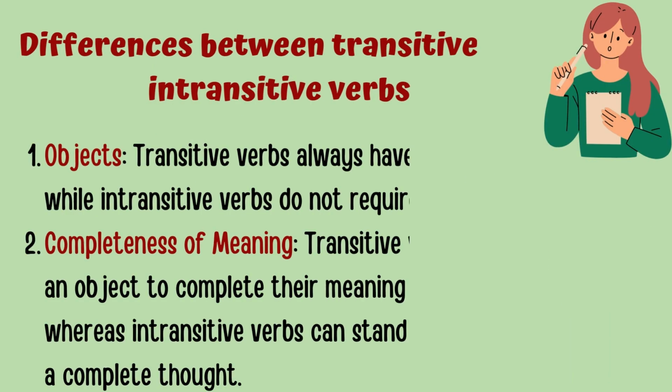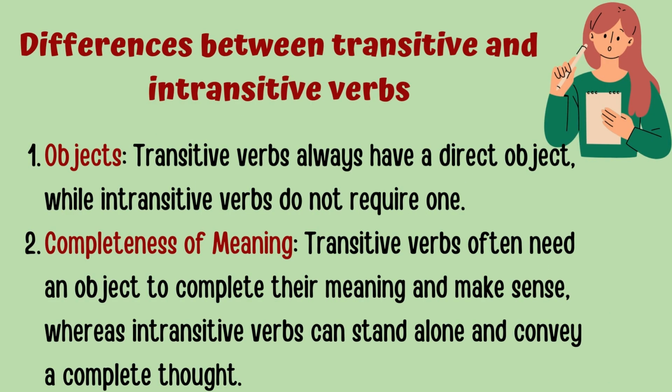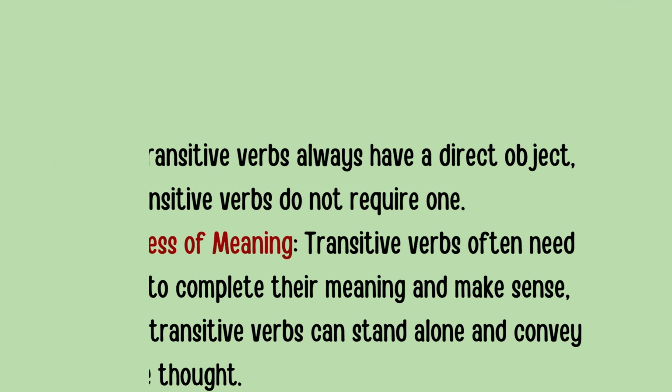I would like to conclude today's lesson, and there are important things that I want you to keep in mind: the basic difference between transitive and intransitive verbs is the object. When there is an object, the verb is transitive, but when there is no object, the verb is intransitive. Transitive verbs need an object to complete the meaning, but intransitive verbs can stand alone. They do not need an object to completely convey their meaning.